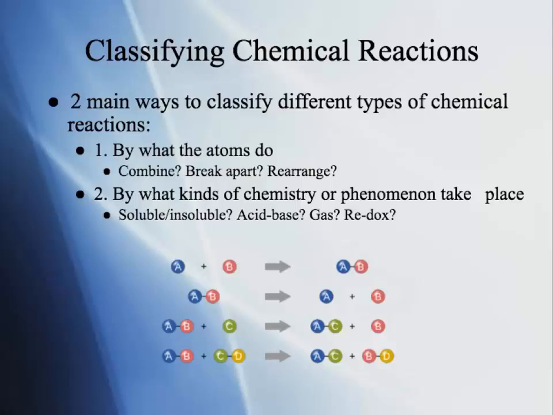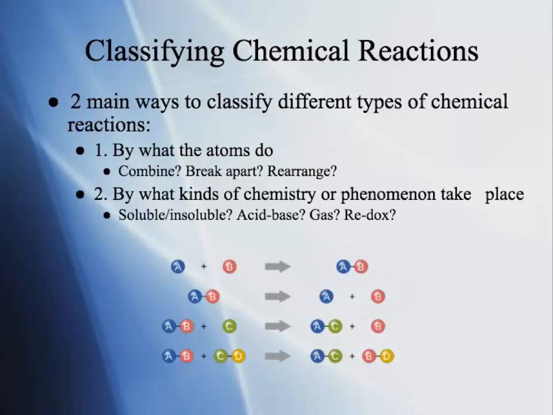Or the second way to classify chemical reactions is by what kinds of chemistry or phenomena take place. So is something dissolving, or is a precipitate forming from two liquids, meaning is there now some kind of solid that forms? Is it an acid-base reaction? Are there gas bubbles being evolved? Or is it a redox reaction where you have the exchange of electrons, and we see that in a particular way as well. All right, so there's two kinds of ways that we classify.